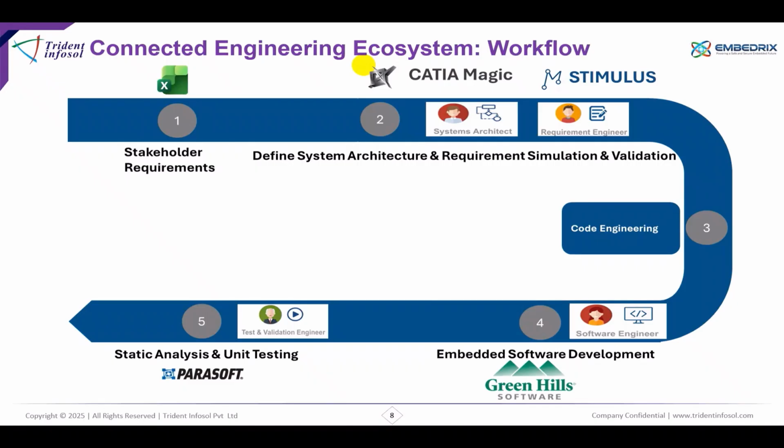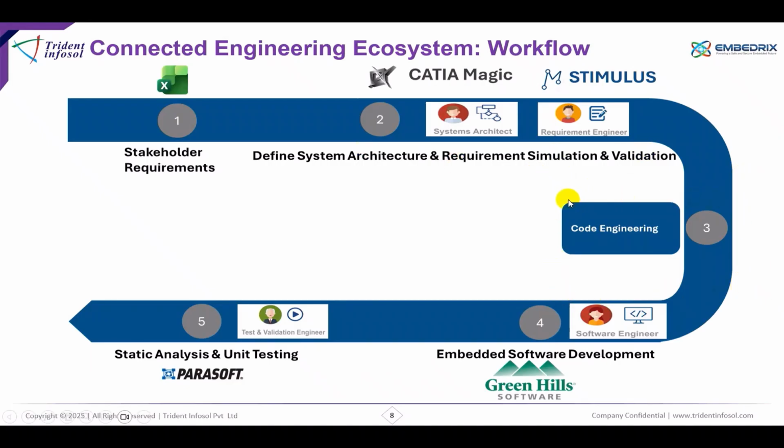Next, in step two, we move into system architecture and behavioral simulation. Here, system engineers and requirements engineers collaborate to define behaviors, analyze scenarios, and validate early functionality, ensuring that the system is conceptually sound before any implementation begins.